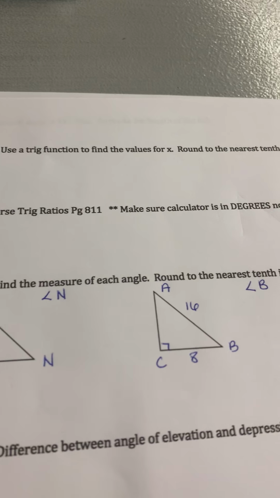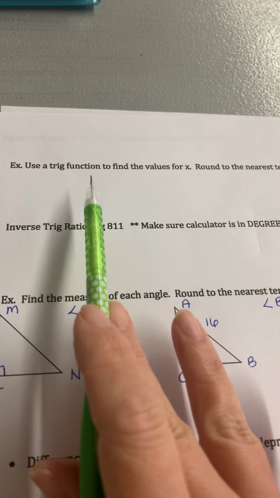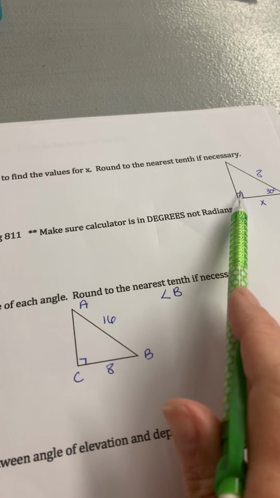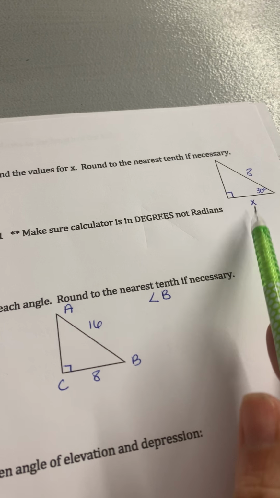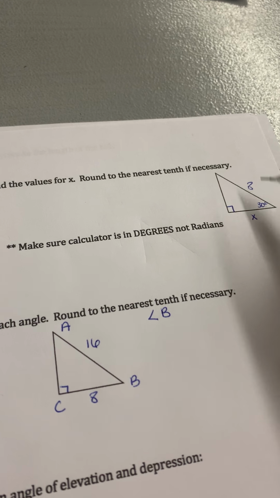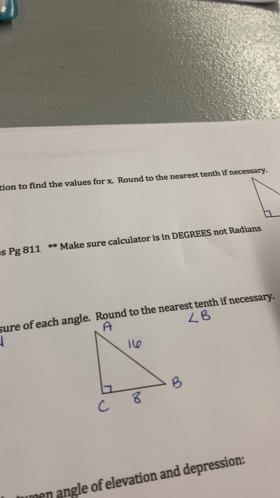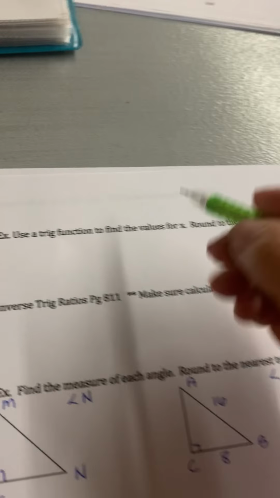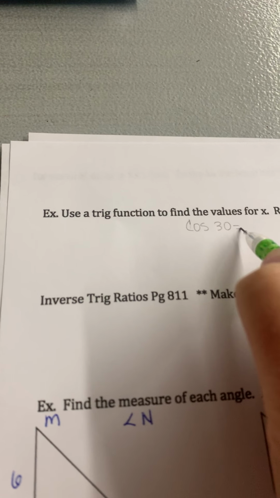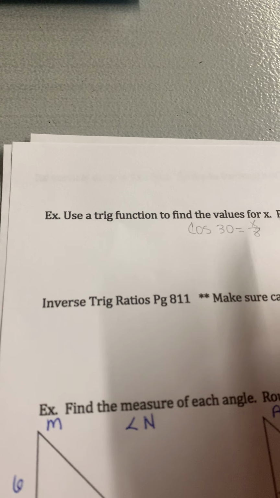All right, let's go to the next example. It says, use a trig function to find the values for x. Round to the nearest tenth. So I'm looking for x. I'm given the angle, 30. So I know that this is adjacent over hypotenuse, so I'm going to be using cosine. So I have cosine of 30 degrees equals adjacent over hypotenuse.